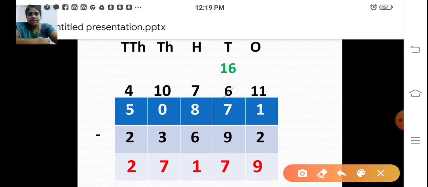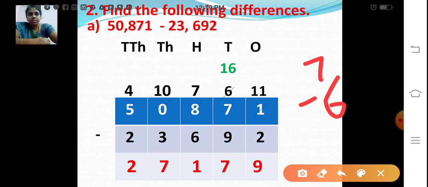7 minus 6. So start from 6, count forward till you reach 7. After 6, 7. 1. 7 minus 6 is 1. 700 minus 600 is 100. So write 1. Now let's move on to the thousands place.